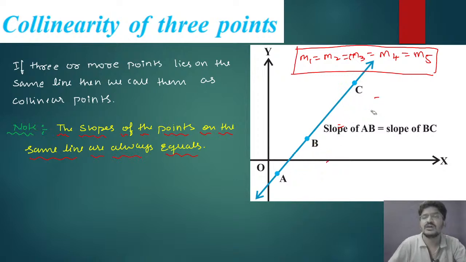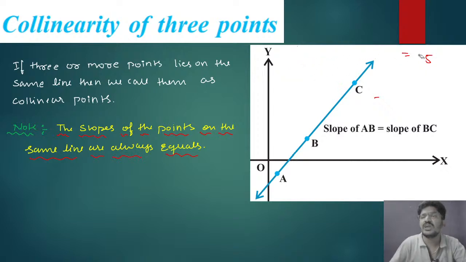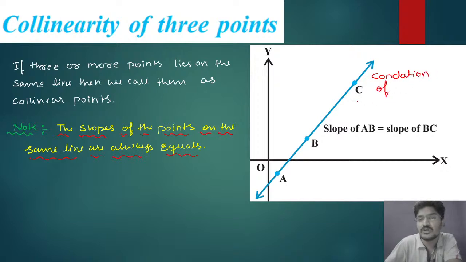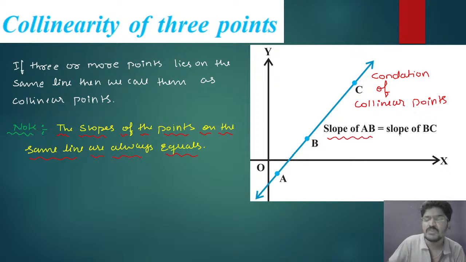That means now I can go for the condition for collinearity of 3 points. Very good. So see, this is the condition of collinear points. That is, slope of AB is equal to slope of BC.